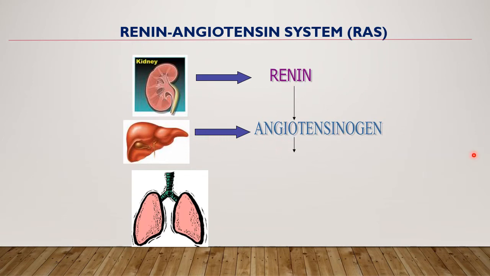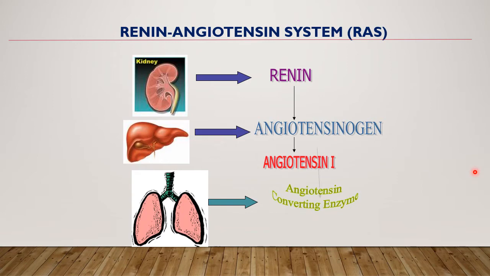Okay. And then that angiotensinogen will be converted to angiotensin 1 by this renin, and this angiotensin 1 will be converted to angiotensin 2 by the enzyme known as angiotensin converting enzyme, which is mainly secreted by the endothelial cells of the blood vessels in the lungs. So this is a brief description of this renin angiotensin system.